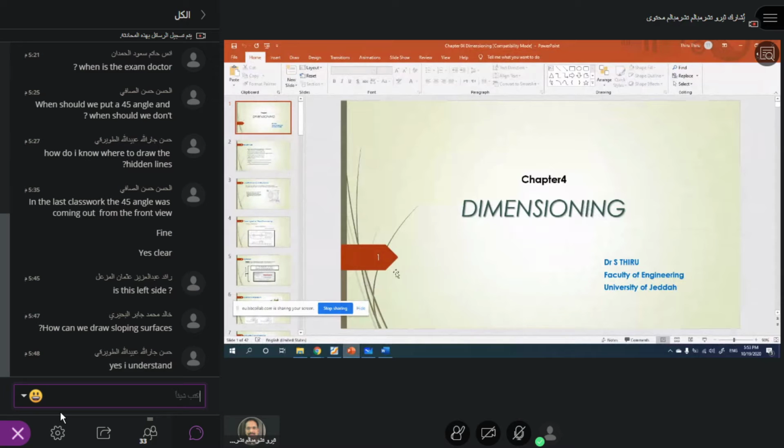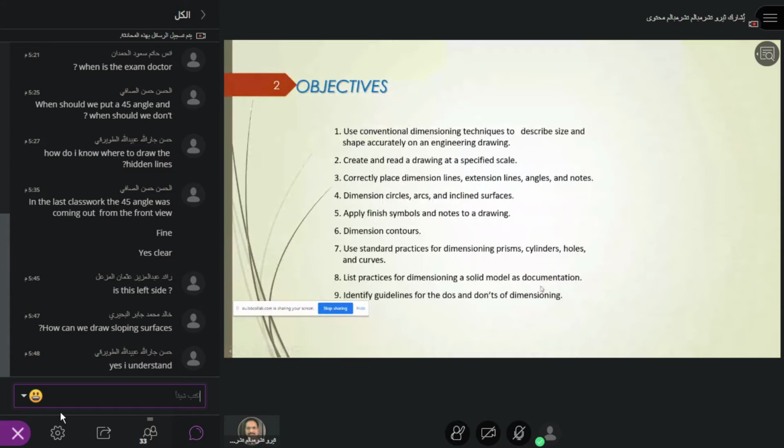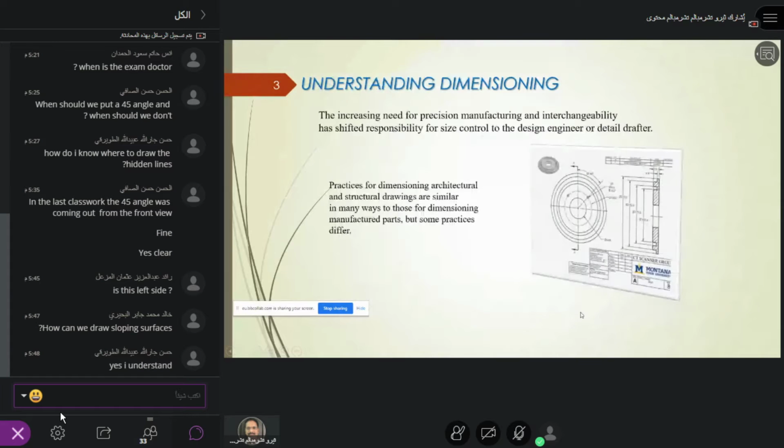Last class you did not do the dimensions. This time we are doing the dimensions here, using the conventional dimensioning technique. Create and read the specified scale, dimension, circle, arc, finish symbols, dimensioning contours, and the standard practice for prisms, cylinders, then solid model, guidelines for the do's and don'ts in dimensioning. So how do you understand dimensions? Dimensions are very important. Without dimensions, you cannot draw any shape without size.